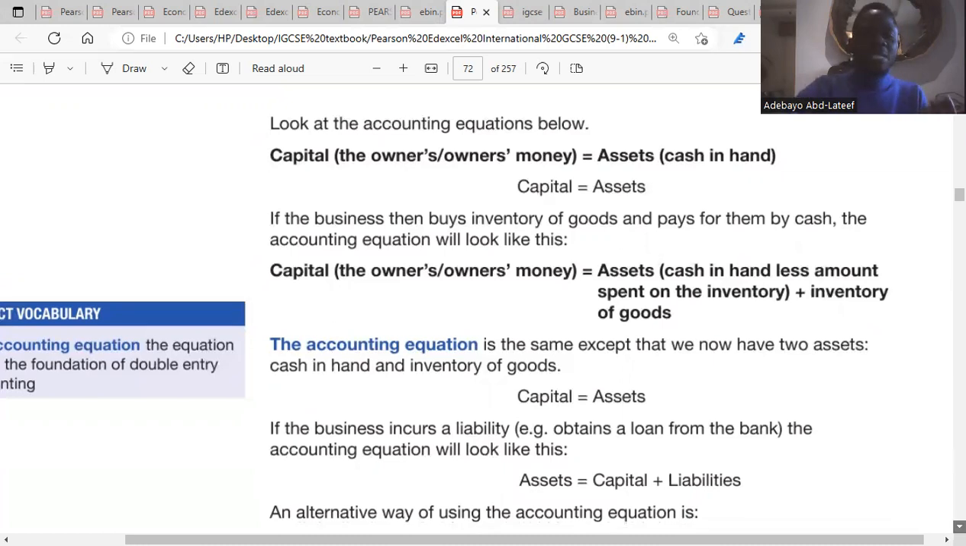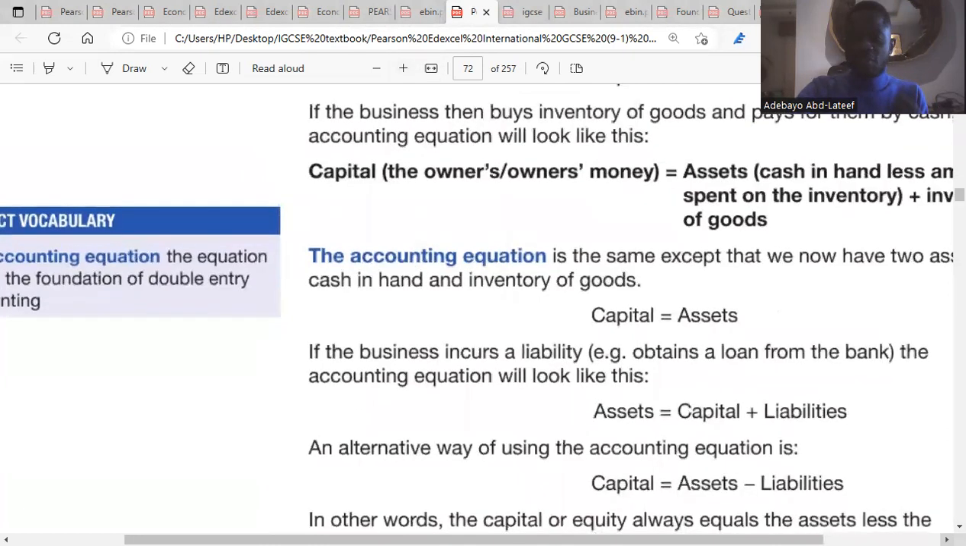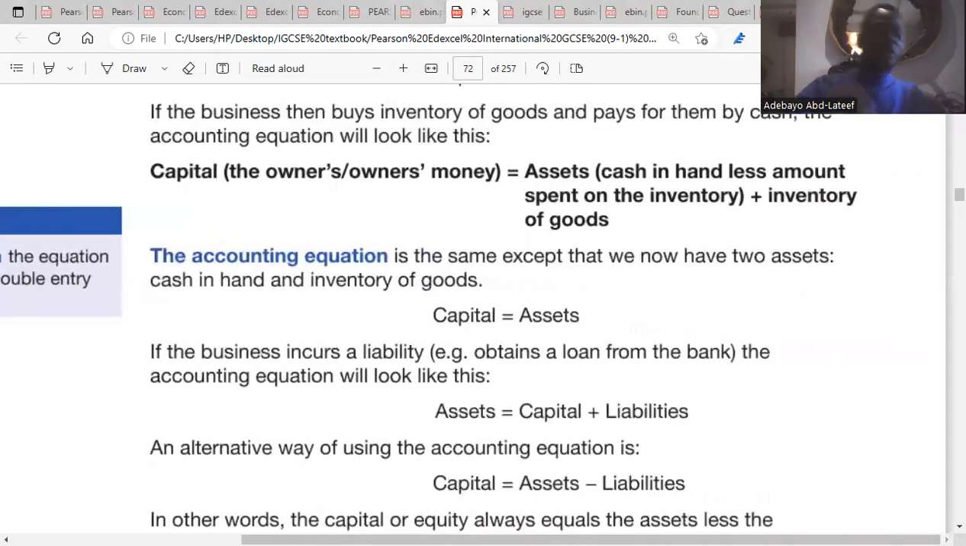Now, if the business incurs a liability, it means that the business has taken maybe a bank loan. So if the business has taken a bank loan, how does the equation look like? There's capital, there's asset, now there's liability, because a loan is a liability. It could be a long-term liability or a short-term liability. Liability is liability. So now, because the business has taken a loan, the business liability has increased with a bank loan.